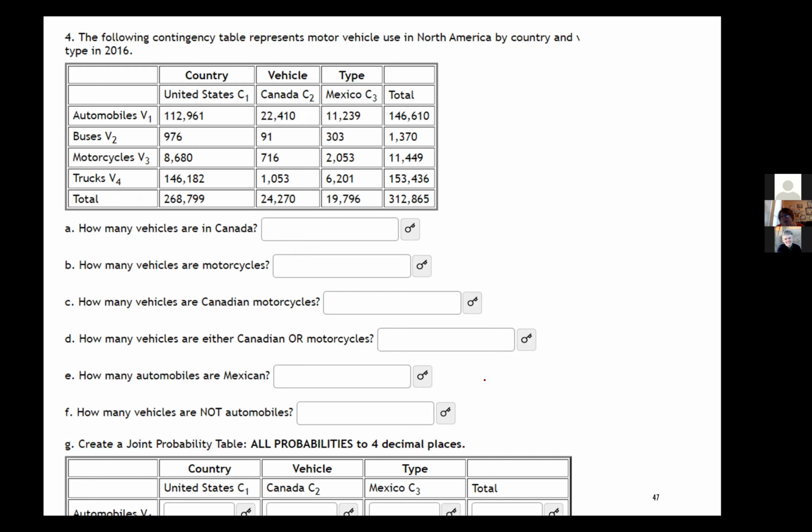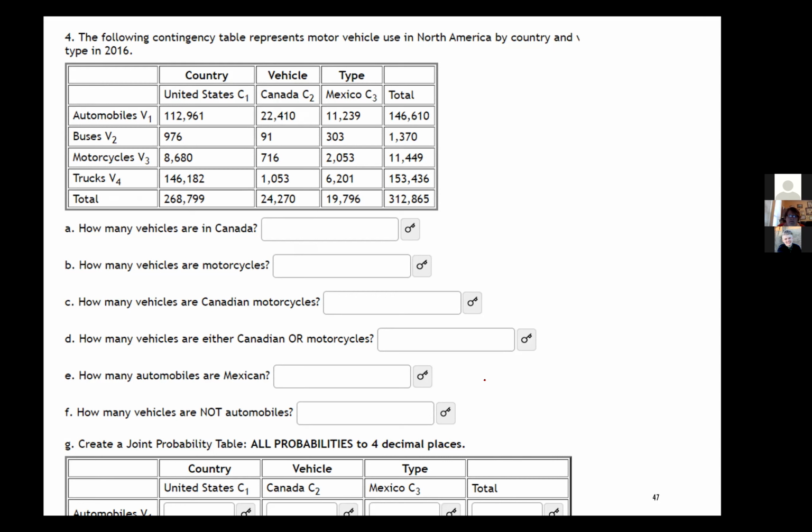Then they're going to ask you a series of questions, and then they're going to make you find probabilities at the bottom here. It's a lot of work, I'm sorry, but they're going to make you create a probability contingency table from the information in the contingency table above. So the first question is, how many vehicles are in Canada?